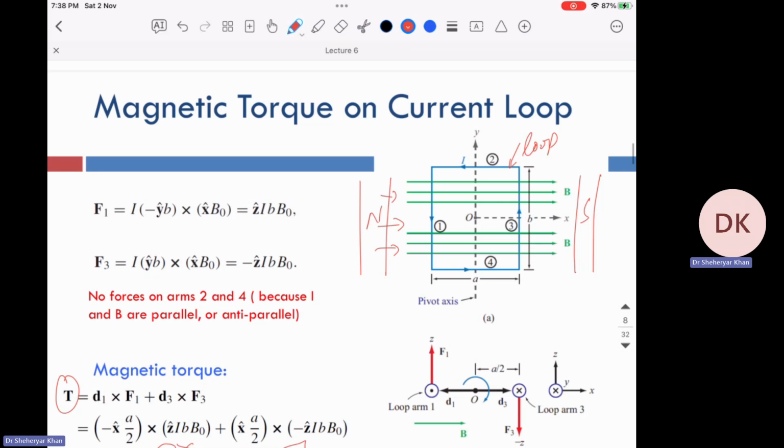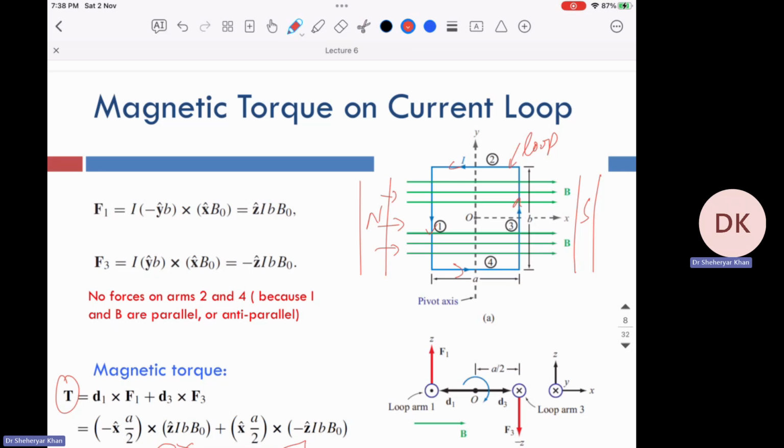The loop is first going right, up, left, and down. That's how the current is moving. And there are 4 lengths. So now let's try to find out the Lorentz force on each component.